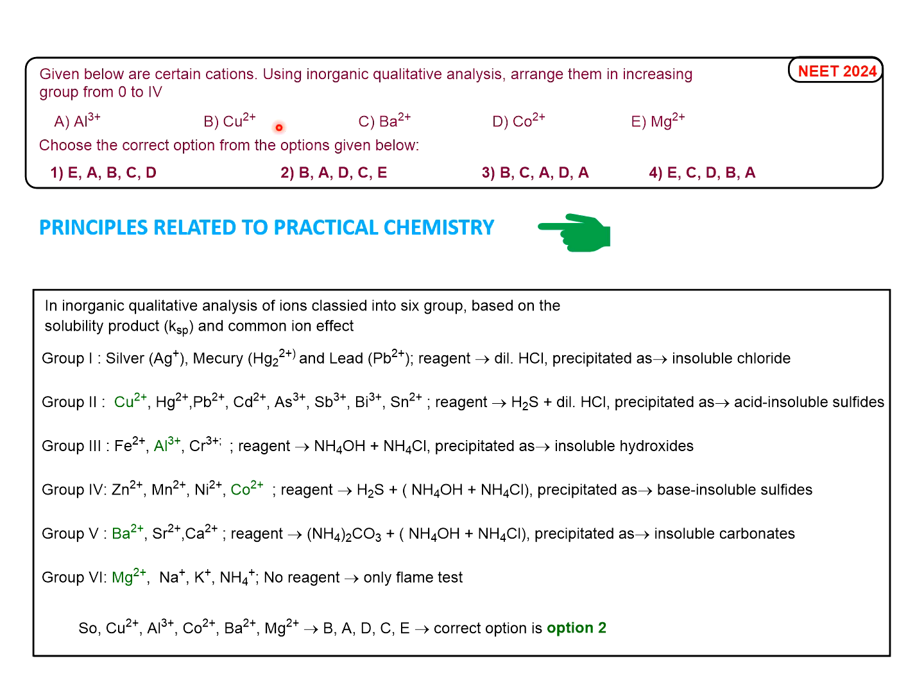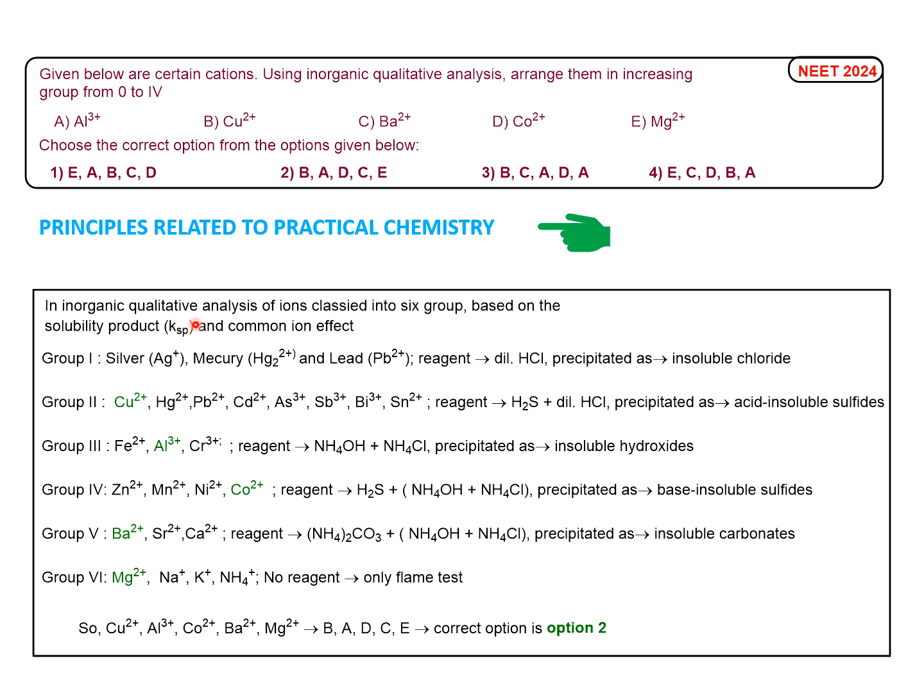So we have to order them from group 1 to 6, where this will be the initial group and this will be the last one, nearest to group 6. This is a question from the principles related to the practical chemistry chapter. Now I will discuss it.